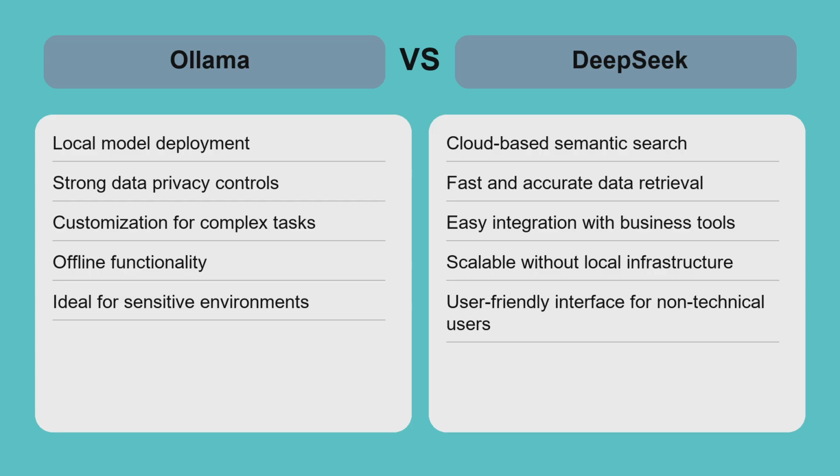In scenarios where data control and offline access are priorities, Ollama stands out. Conversely, for teams prioritizing seamless search capabilities and scalability, DeepSeek is the better choice. Both models trade off between control and convenience, making the decision dependent on your specific workflow and security needs.